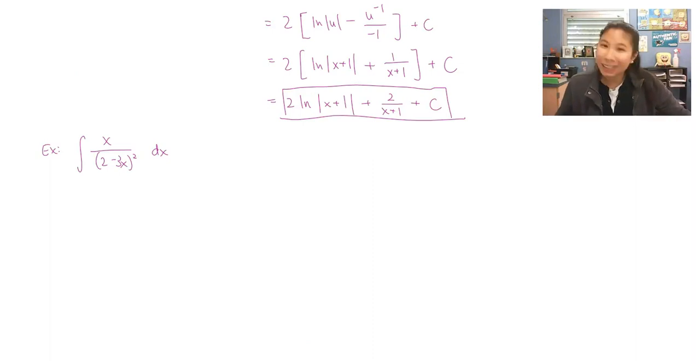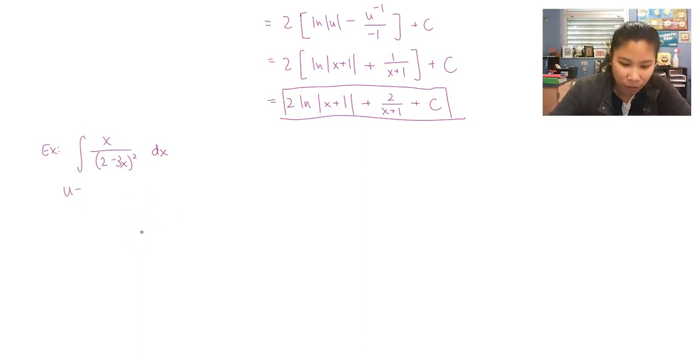Alright, this next example is similar. So we have the integral of x over 2 minus 3x squared dx. So just like last time, we know that on the bottom, technically we can FOIL this out, but even if I FOIL it out, when I take the derivative, its derivative is not what's going to be on top. So change of variables will be the best thing here.